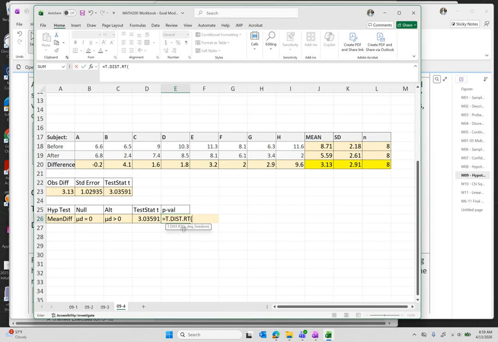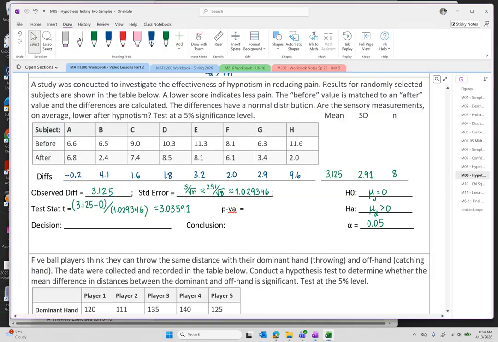And it says, what is your x? Here is my x. This is the test statistic, comma. And then it says, what is your degrees of freedom? And my degrees of freedom will be the n, which is this number 8 up here, minus 1. And it tells me that the probability is 0.00948. That's the p-value.